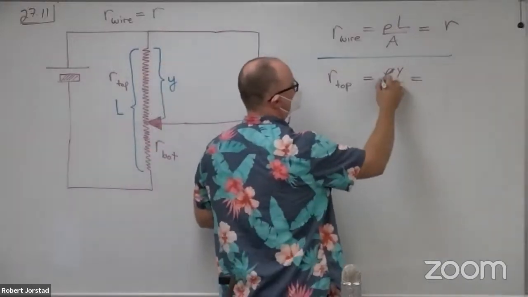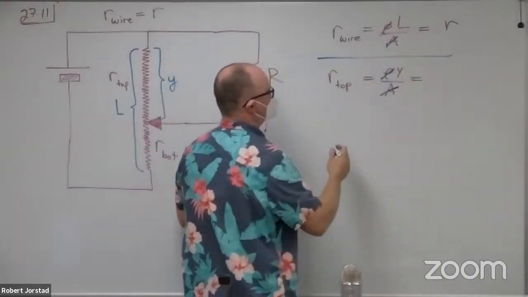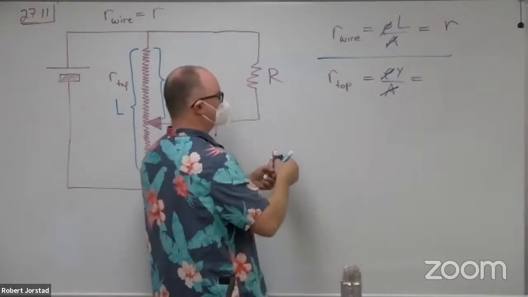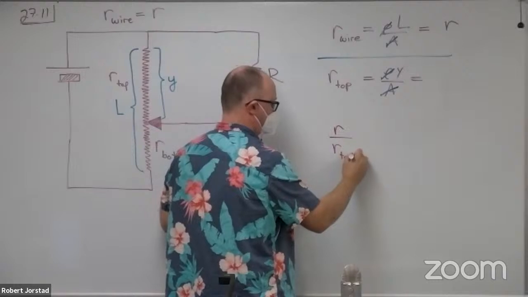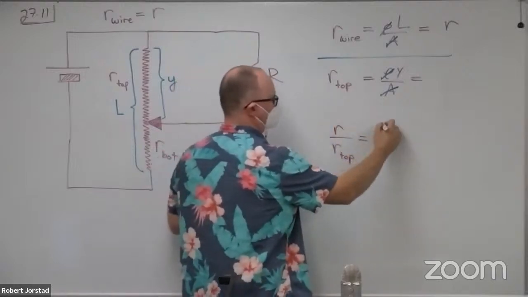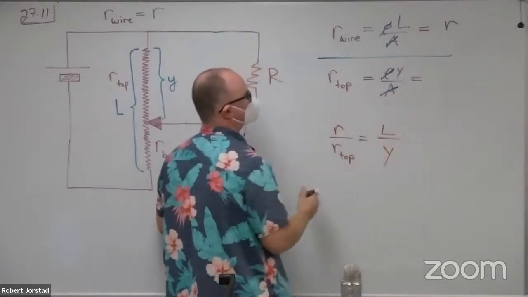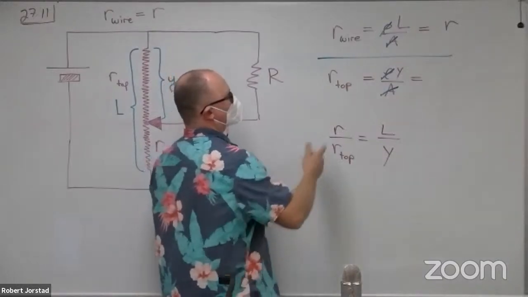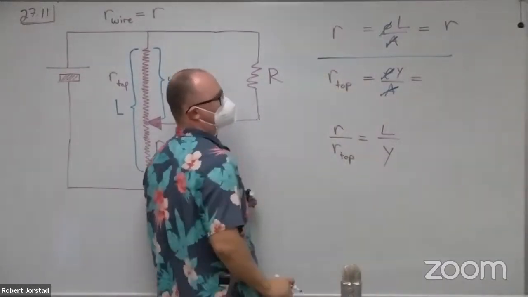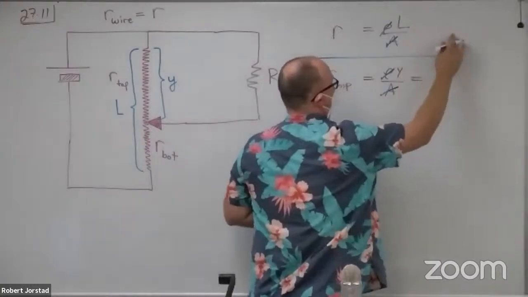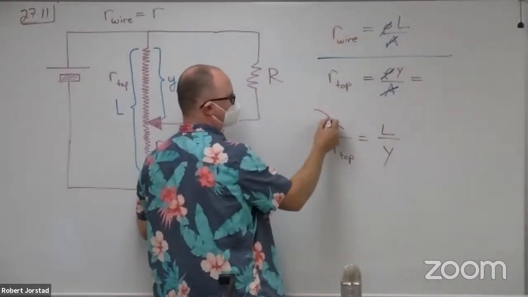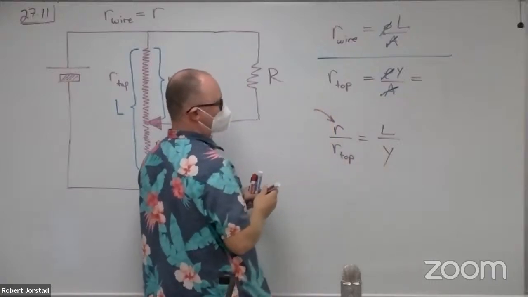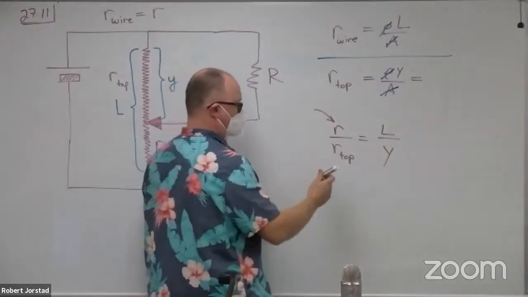Right, so wait, you just told me that R over R top is equal to L over Y. Did I screw it up or is that okay? Basically, this is R. So we're saying that R of the wire is just R. Right, so now, what's R top?